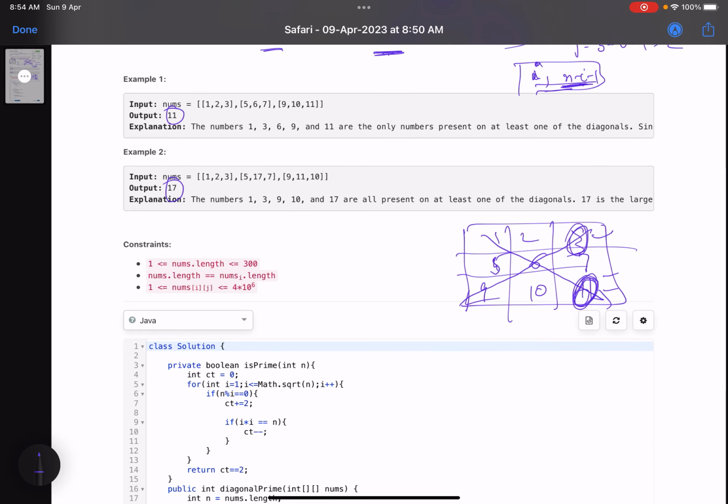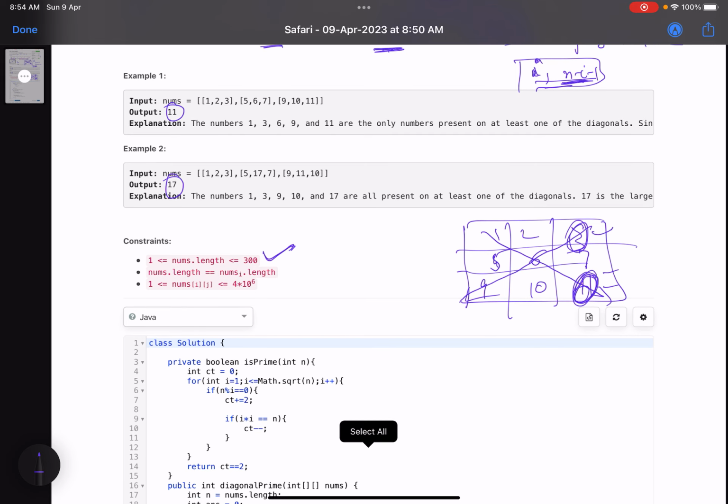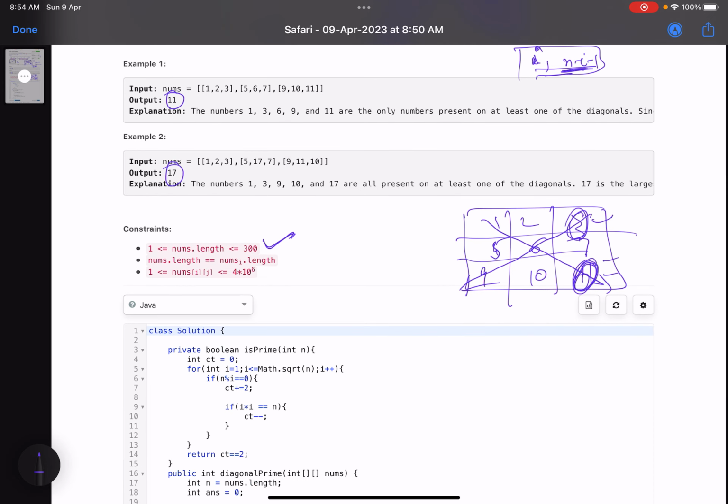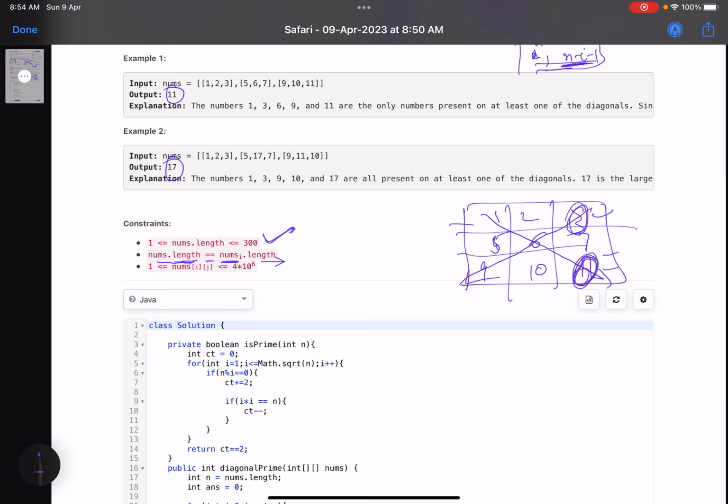Now let's see the constraints. The dimension can be 300 cross 300. Some of you must be wondering how the number of rows and columns are equal. Just see this statement: nums.length equals nums[i].length. That means the number of rows equals the number of columns for every row, so that's how it's an n cross n matrix. What is the maximum value that I can have in my matrix? It's 4 into 10 raised to the power 6.